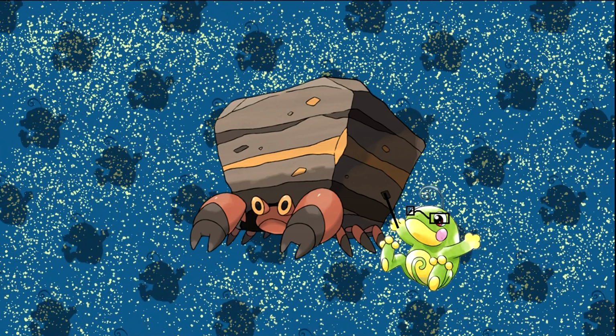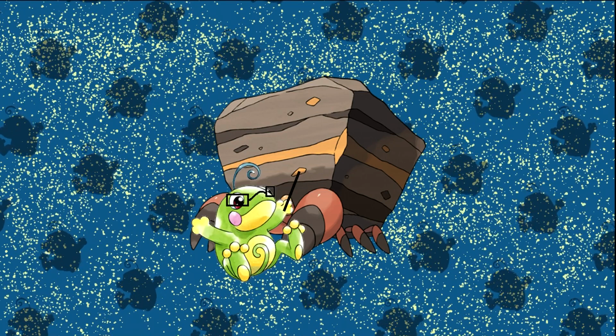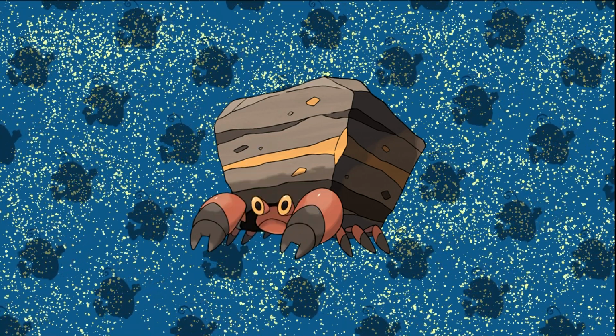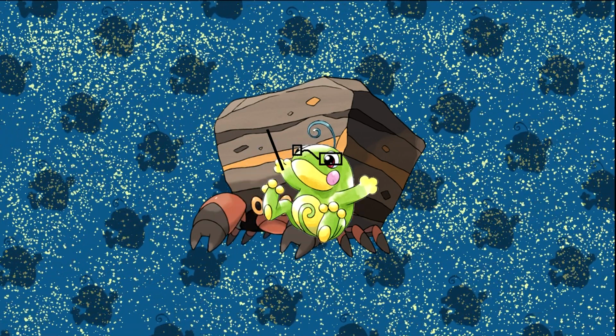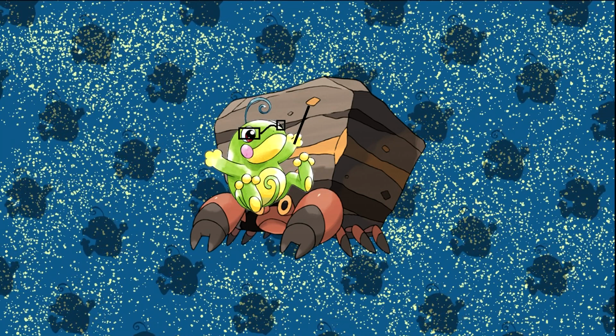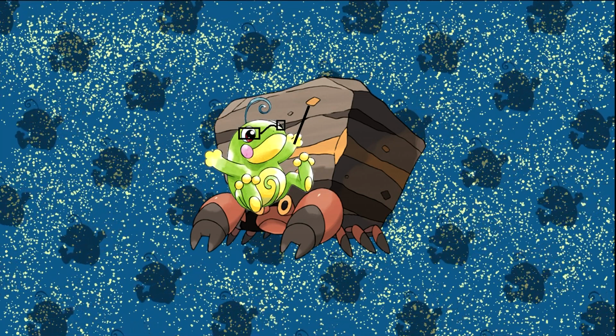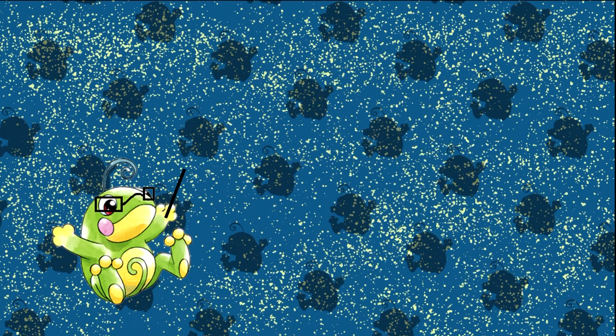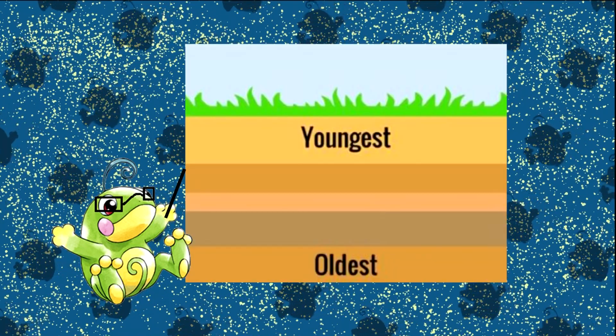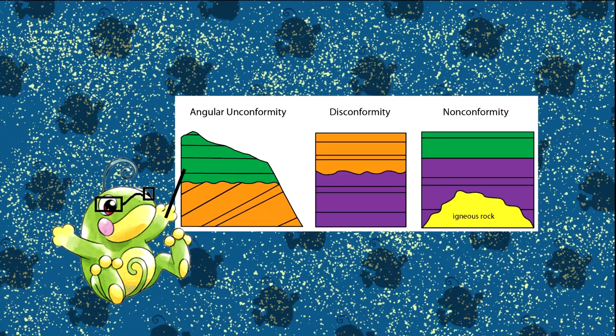We can say that this clast came from this bed, these clasts came from this bed, these clasts came from this bed, and these clasts were just incorporated into the bed during deposition. Thank you, Crustle. Now that we know what flat-lying bed forms look like, let's talk about bedding unconformities.